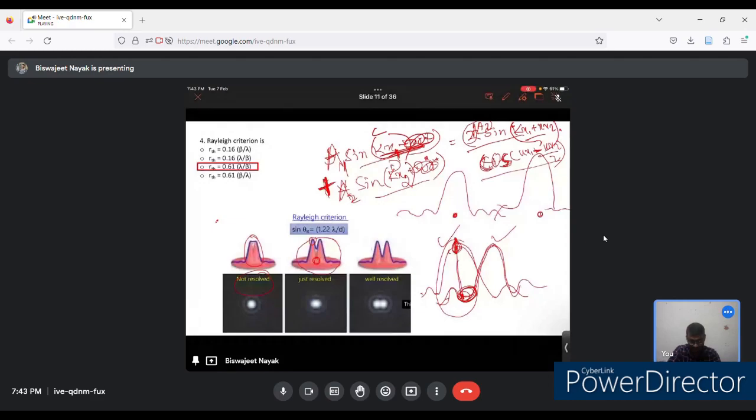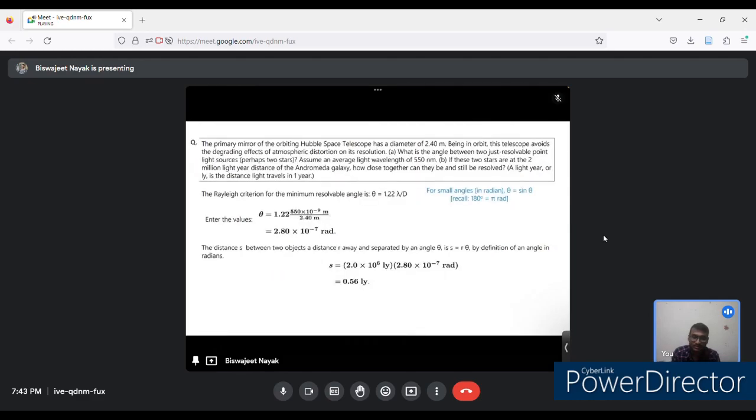Then to explain that phenomenon further, I have taken another example. The primary mirror of the orbiting Hubble Space Telescope has a diameter of 2.4 meter. Being in orbit, this telescope avoids the degrading effects of atmospheric distortion on its resolution. So the first question is, what is the angle between two just resolvable point light sources?